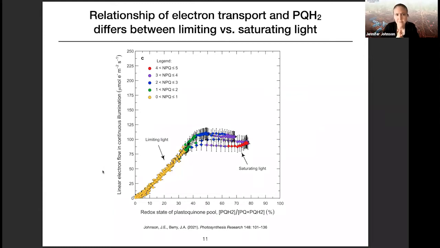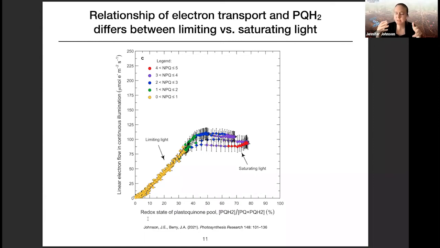So in this figure, I've projected those same chlorophyll fluorescence measurements in a new set of dimensions. On the y-axis here, we have an index of the speed of electron transport derived from the Genty equation. And on the x-axis, we have an estimate of the redox state of the plastoquinone pool, which is derived from the qL parameter.